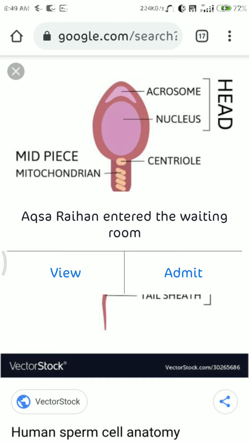As we know, the outermost layer of an animal cell is the cell membrane, and inside that the cytoplasm, and then the large nucleus. This structure is on page number 44.